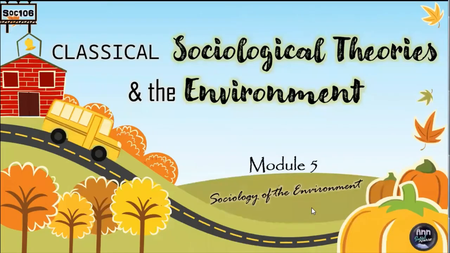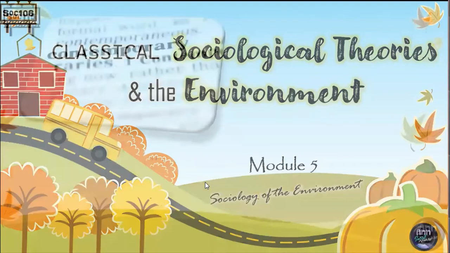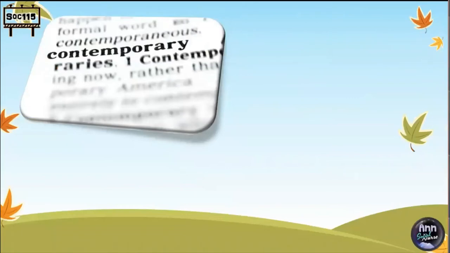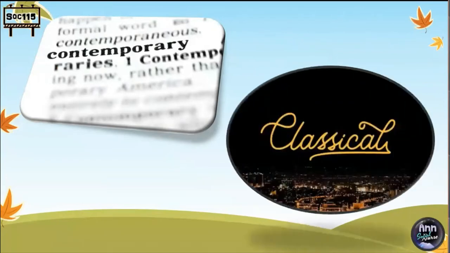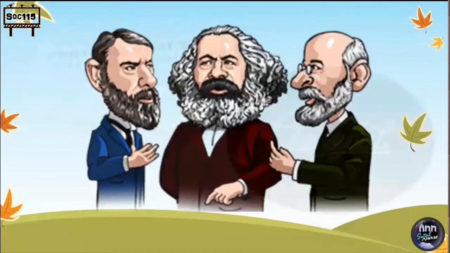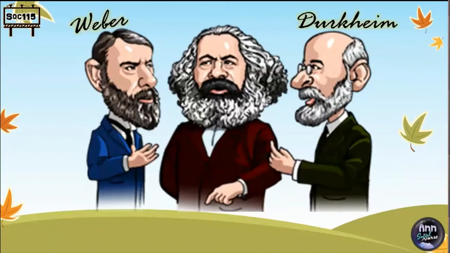For Module 5, we are to focus on classical sociological theories and the environment. One possible source of inspiration for contemporary sociologists seeking to engage with environmental topics is the canon of classical social theory, notably that bequeathed to us by Durkheim, Weber, and Marx.